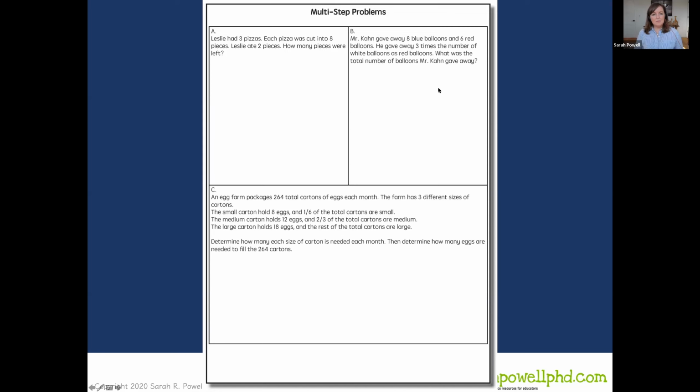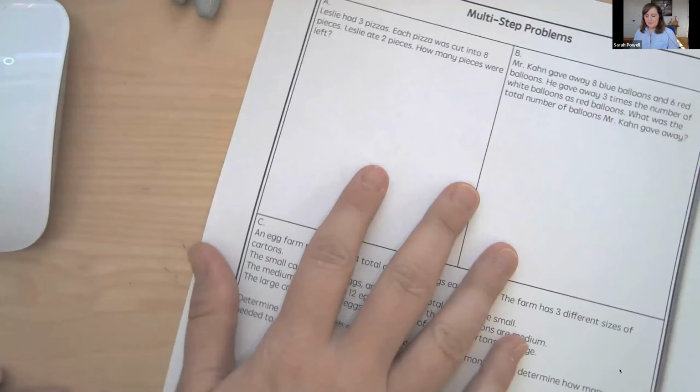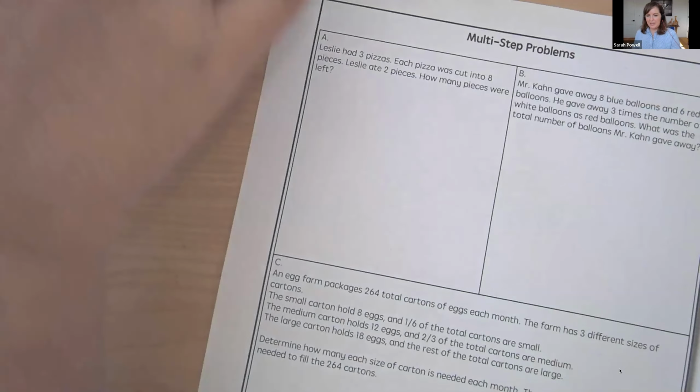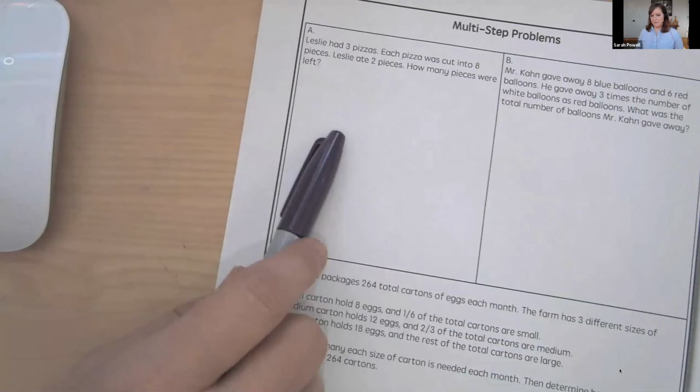So I'm going to move over to problem A. We're going to talk about Leslie and her 3 pizzas. Speaking of pizzas, I must have had pizzas on my brain. So we're going to look at problem A, and I'm going to talk you through how we teach students to set up and solve this problem.